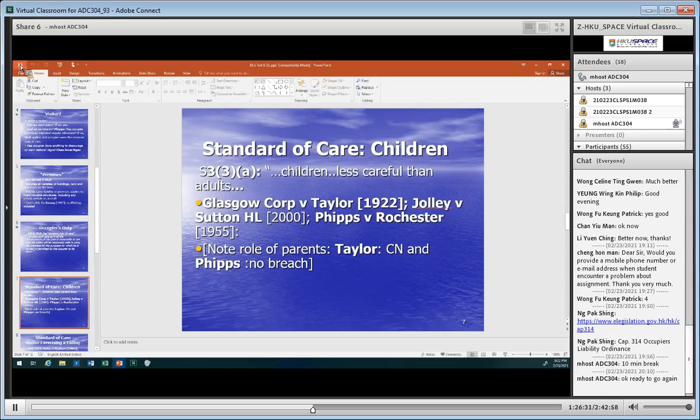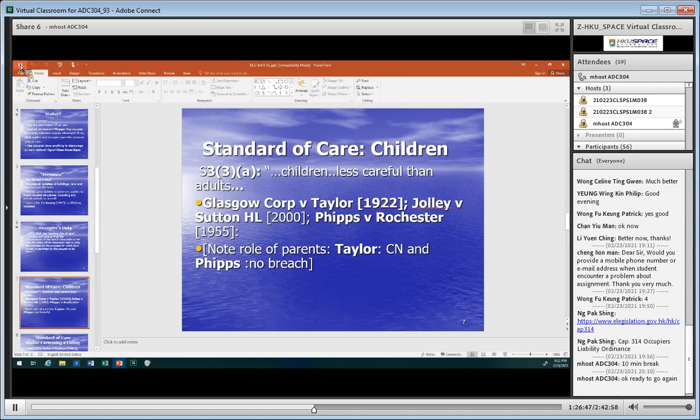You could also argue, hang on, aren't children supposed to be controlled by parents? And could you argue the parents are contributorily negligent? And there is a case there called Taylor in which the court did find that there was contributory negligence.